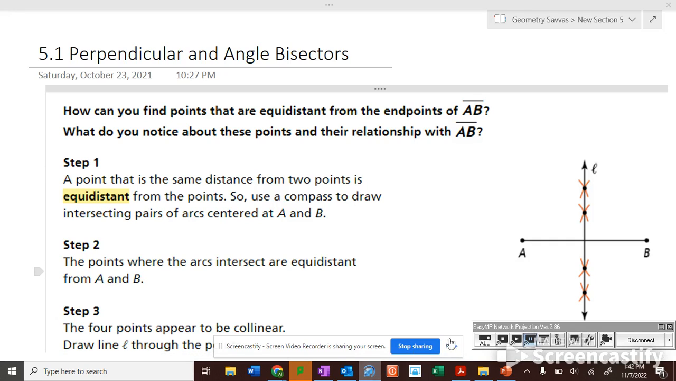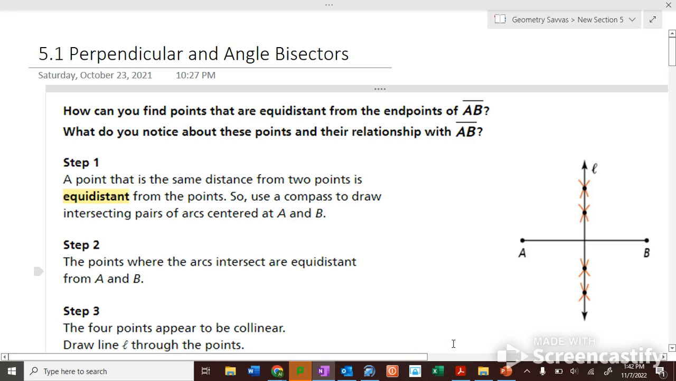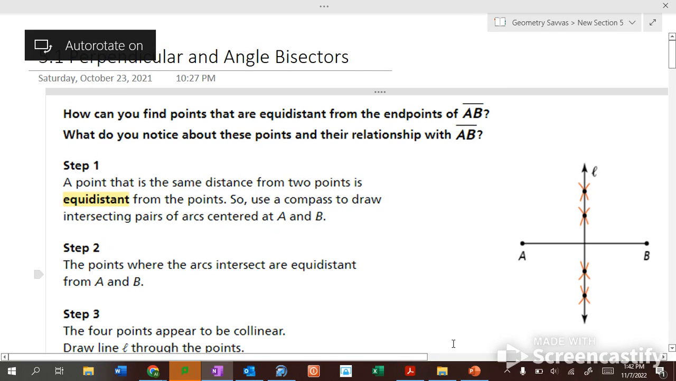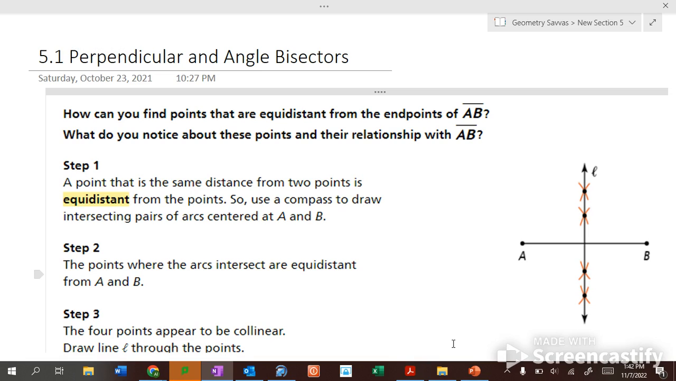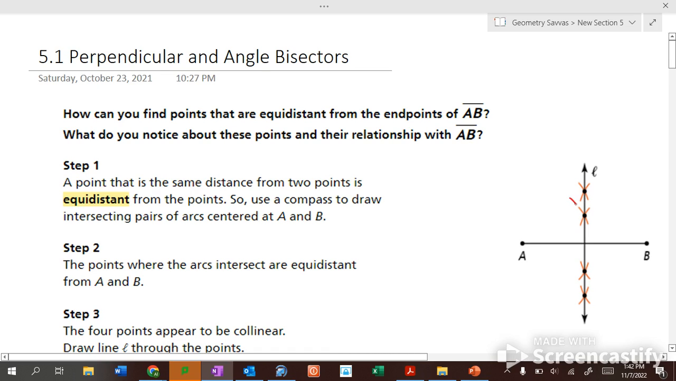Okay, so we're going to be looking at the concept of equidistant today. So, how do you find points that are equidistant from AB? Well, if we were using a compass, we draw an arc like this, and an arc like this. If we draw a line in between them, all these points would be equidistant from AB.